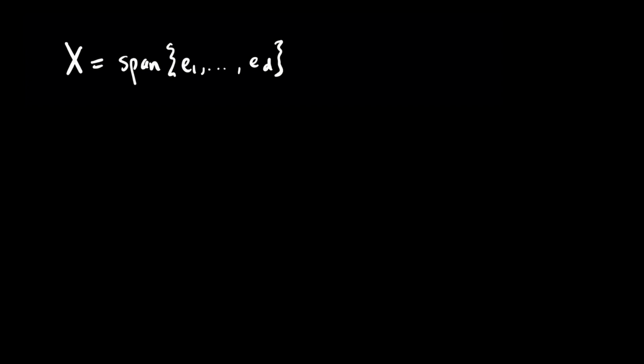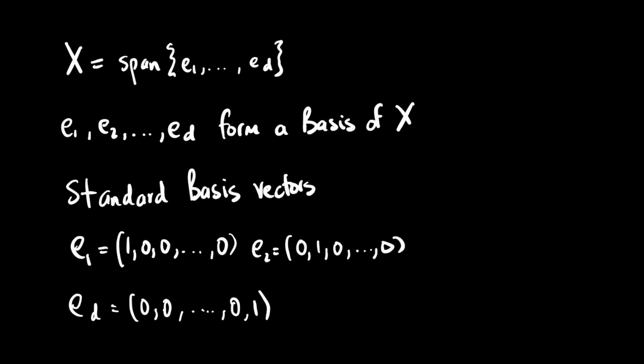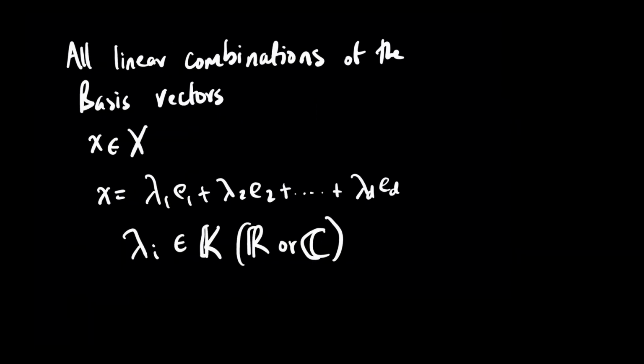If you watched my previous video, you already know what a span is. But here's a quick recap. The vectors E1, E2, all the way to ED form a basis of X. These are standard basis vectors. The span of the set of the basis vectors simply means all possible linear combinations of these vectors.